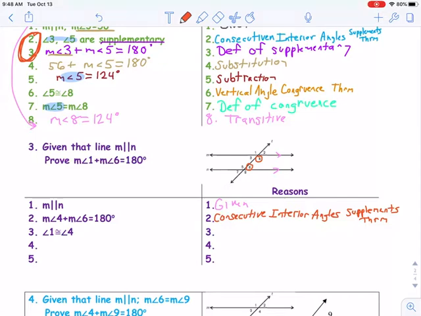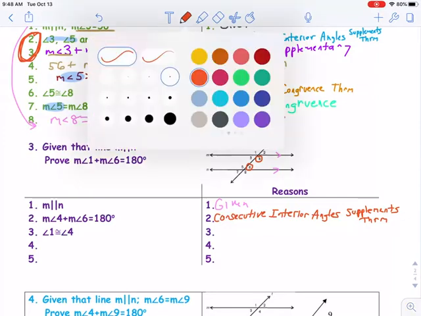Teachers from all over Hilliard contributed to the quizzes, so sometimes they expect different things than other teachers. Sometimes they jump in and just say automatically 180. All right, just so you're aware. Next, we've got angle 1 is congruent to angle 4.